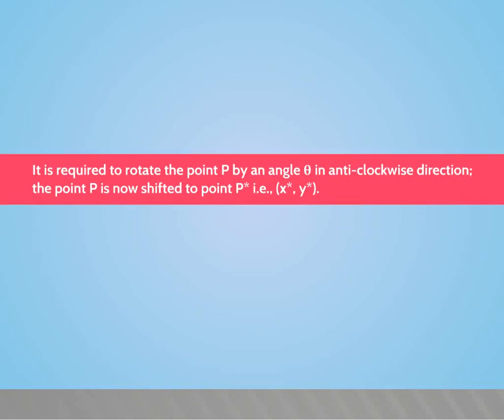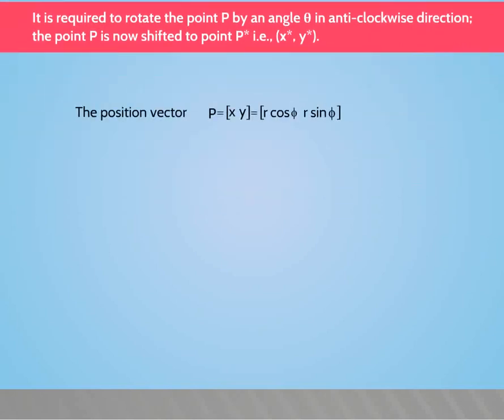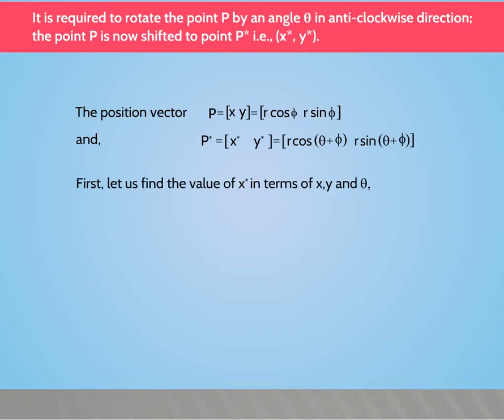The position vector P is equal to xy, which is equal to r cos phi, r sin phi, and P asterisk is equal to x asterisk, y asterisk, which is equal to r cos of theta plus phi, r sin of theta plus phi. First, let us find the value of x asterisk in terms of x, y and theta.